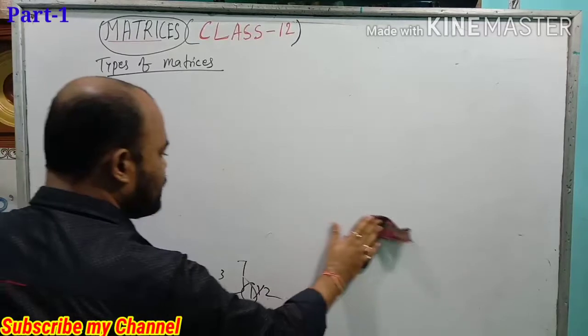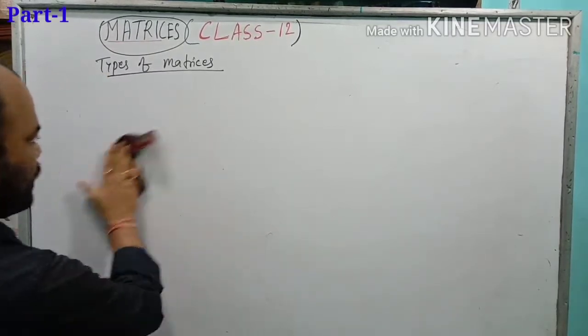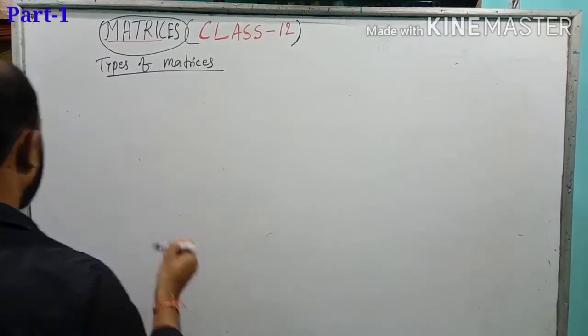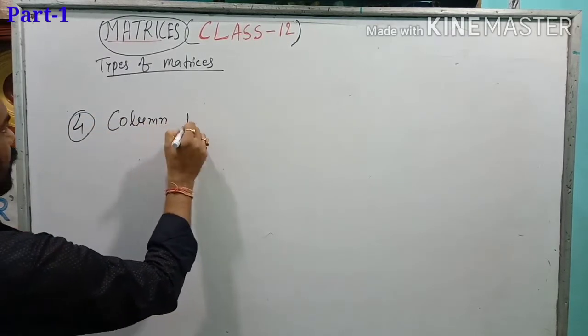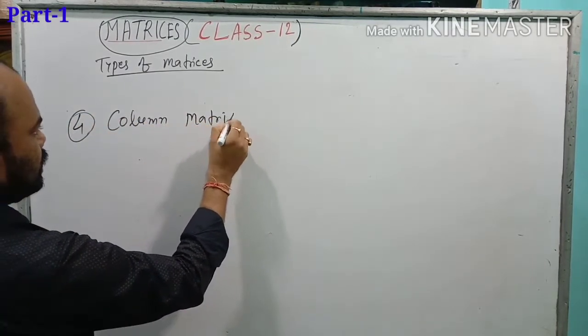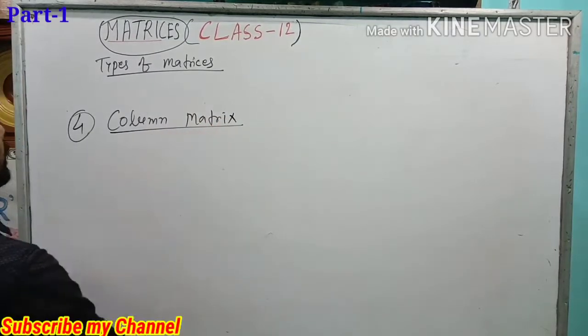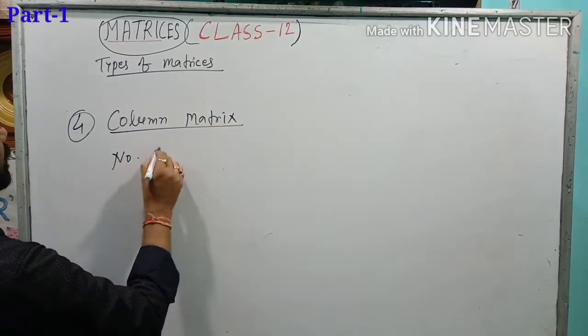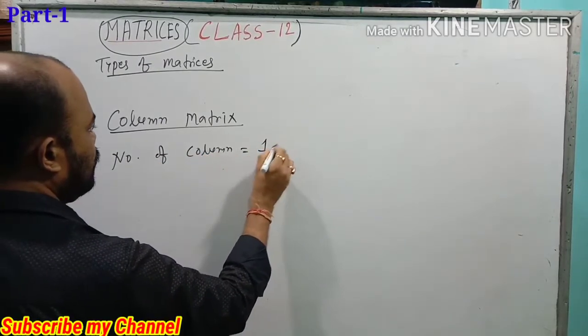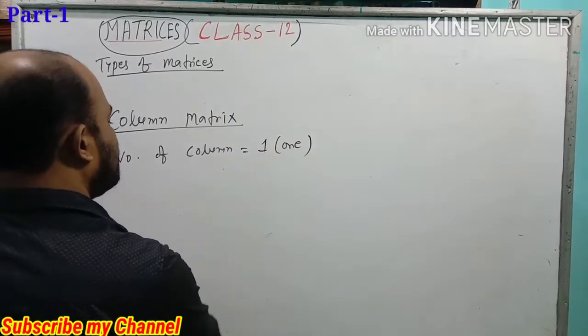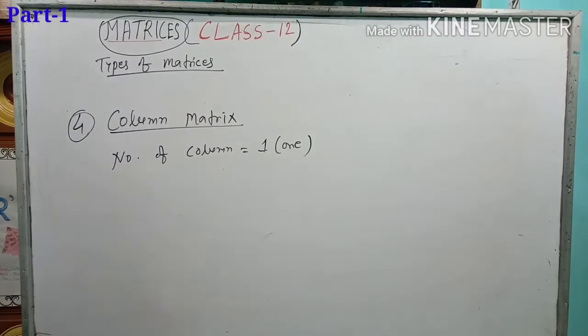A row matrix means a matrix whose number of rows is equal to 1. Now the fourth type is a column matrix. As in a row matrix, if in a matrix the number of columns is equal to 1, then the matrix is called a column matrix.